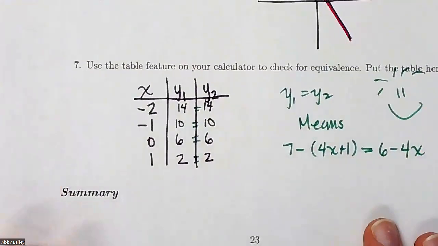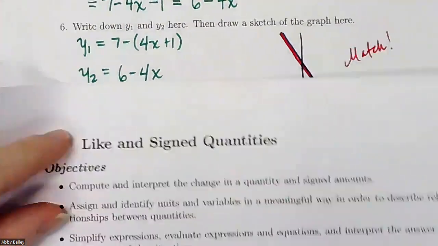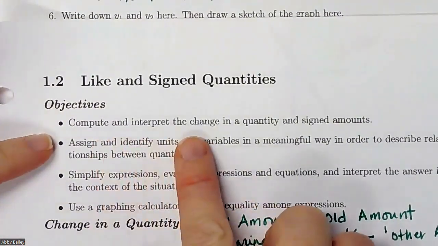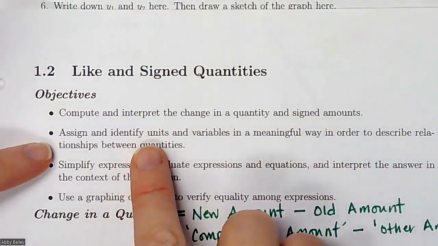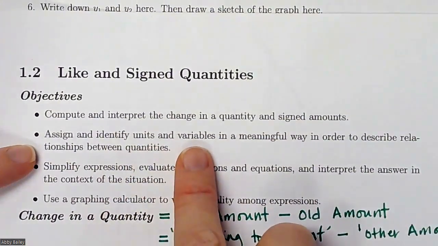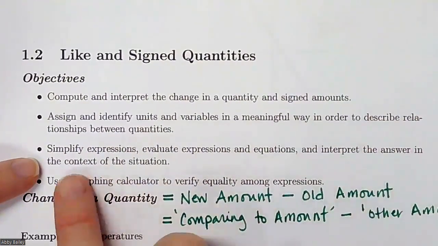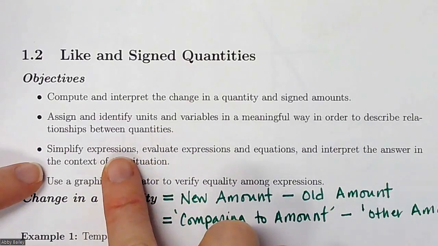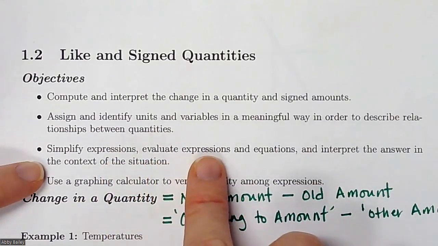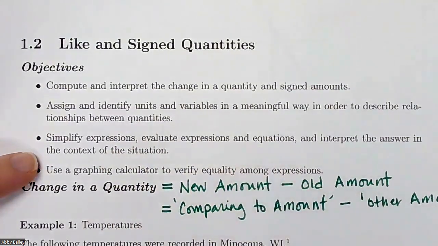Okay, so overall in this section, 1.2, we computed and interpreted the change of a quantity, and we had special care with the signs. We identified units and let them be meaningful and to describe the relationships between these things. We simplified them. So, sometimes you can combine things that are perfectly alike, but you should still acknowledge when they have slight differences. We evaluated by plugging in values when we didn't know them and checked for equality.